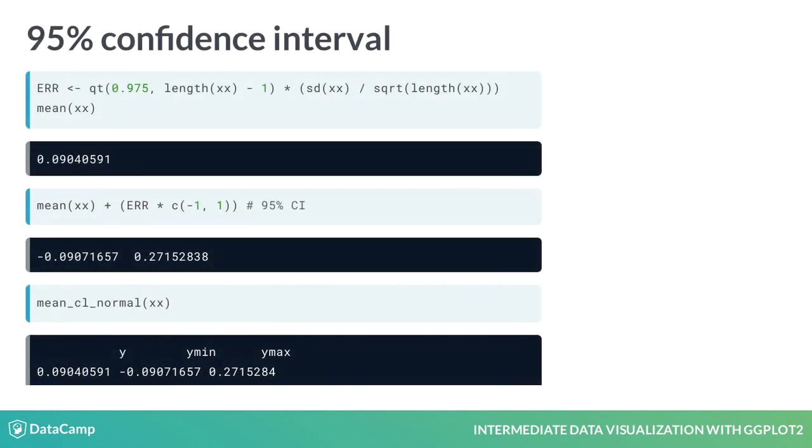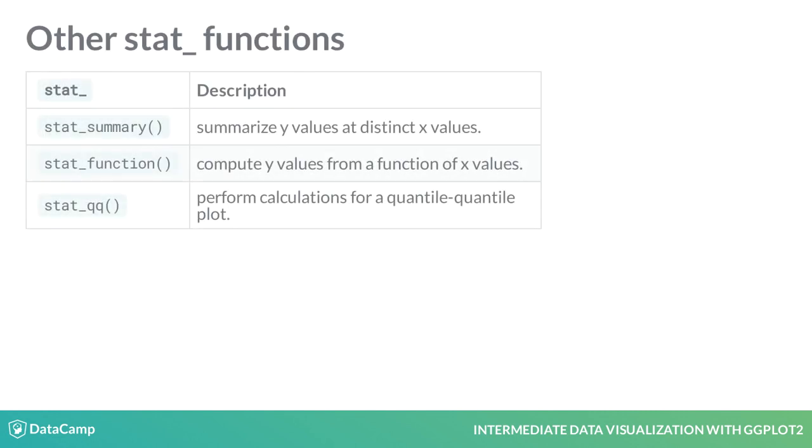The 95% confidence interval is also straightforward. mean_cl_normal returns the mean and the upper and lower bounds of the 95% confidence interval, calculated using the t-distribution. Two other useful stat layer functions are stat_function and stat_qq. These are particularly useful if you want to look at distributions.